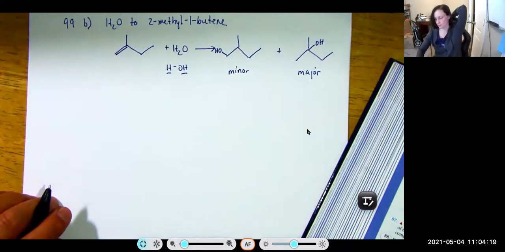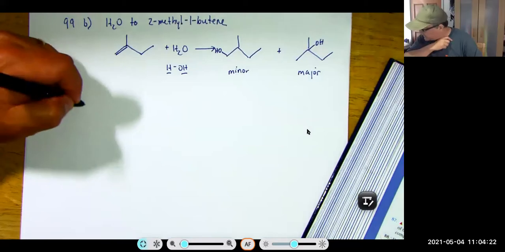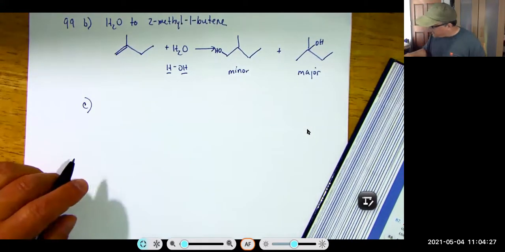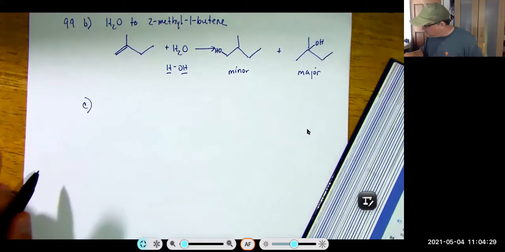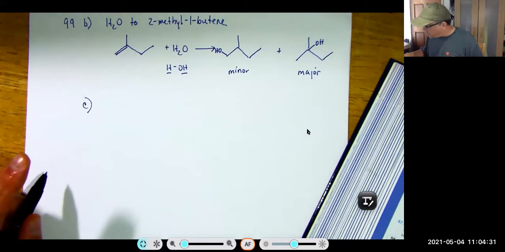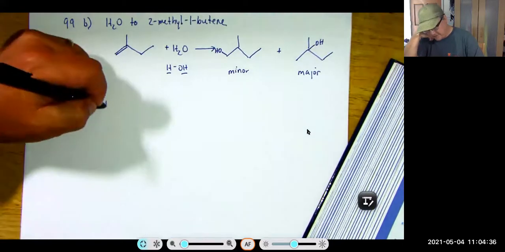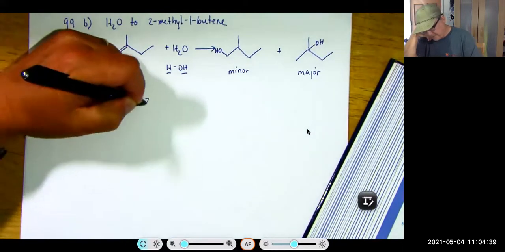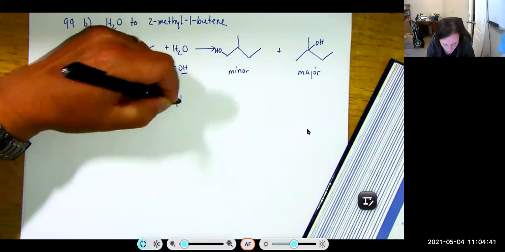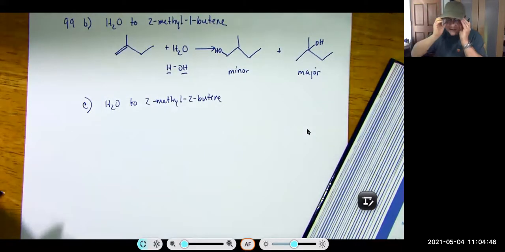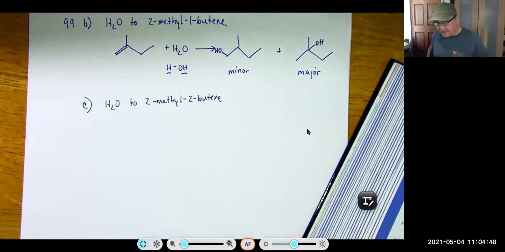Can we do another example? Well, let's take a look at what C says. C says if you add H2O to 2-methyl-2-butene, is the product the same or different than the product from the reaction in part B? Is the product the same or different? So rather than say it's the same or different, let's just get the product or products.